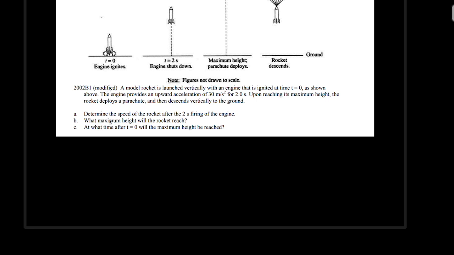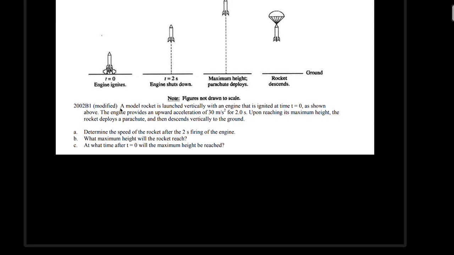This question is: a model rocket is launched vertically with an engine that is ignited at time t equals 0, as shown above. The engine provides an upward acceleration of 30 meters per second squared for 2 seconds. Upon reaching its maximum height, the rocket deploys a parachute and then descends vertically to the ground. Determine the speed of the rocket after the 2 second firing of the engine.